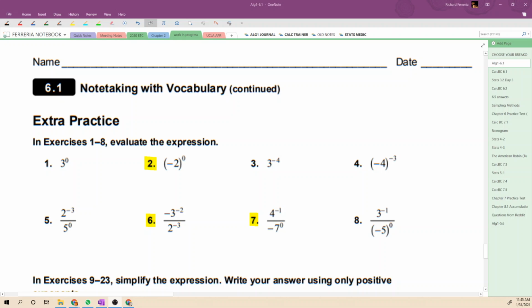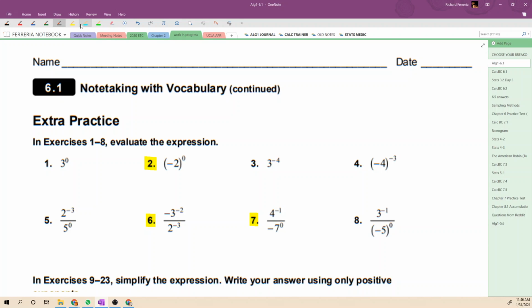Today's video has a few example problems from the Algebra journal that I've chosen to help us see how these properties of exponents get utilized. So the first one I have here is question 2, and in question 2 we have a parenthesis to the 0 power.